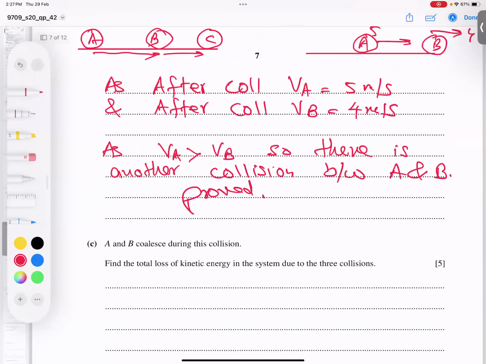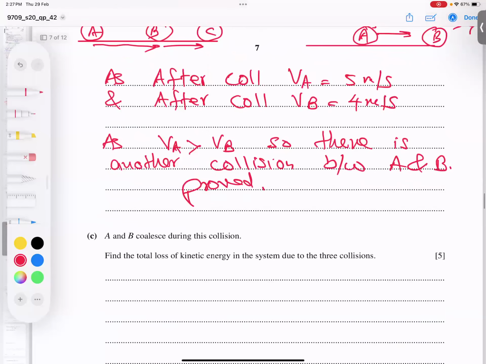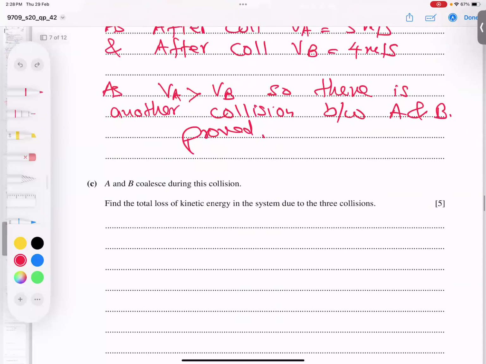And now I'm going to do the last part. He said if there's a collision, so fine, A and B coalesce. Okay, it means this.